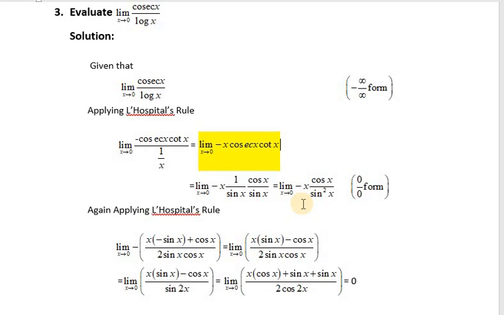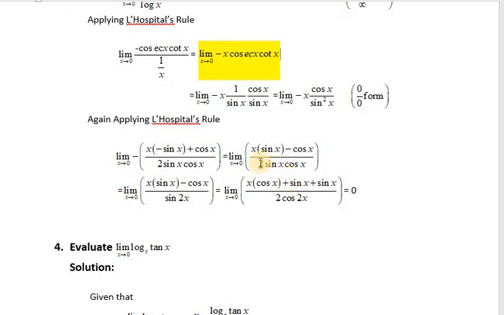So we have to apply the L'Hopital's rule again. So differentiate minus x cos x by using the product rule, that is minus x into minus sin x plus cos x, and sin square x derivative, that is 2 sin x into derivative of sin x is cos x. Hence limit x tends to 0 of x sin x minus cos x by 2 sin x cos x. 2 sin x cos x is nothing but sin 2x. So limit x tends to 0 of x sin x minus cos x by sin 2x.